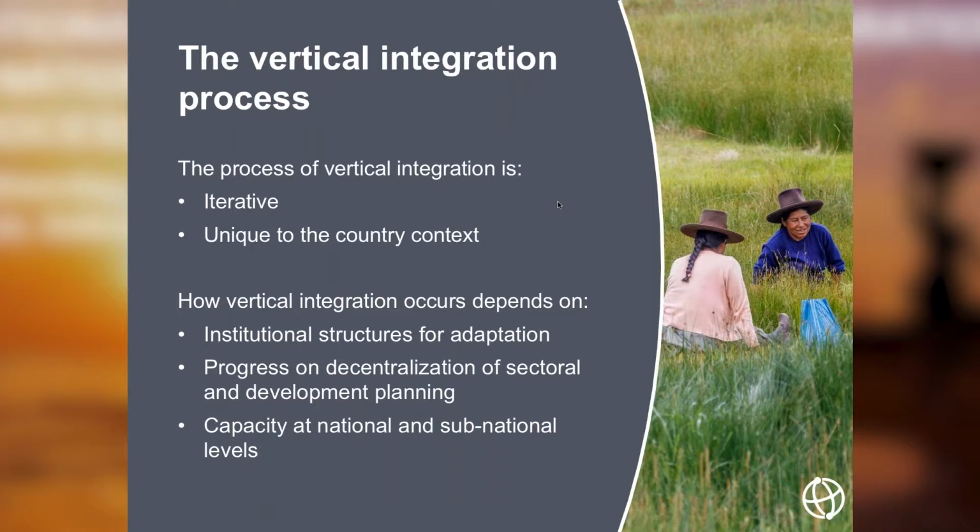The way vertical integration unfolds in a particular country will depend on a number of factors. These include the institutional structures that exist or that will be established for adaptation and how these can be organized in a way to facilitate national to subnational linkages. It also depends on the progress on decentralization and the extent to which responsibilities for planning, budgeting, implementation, and so on have been devolved to subnational authorities. And finally, it depends on the existing capacity of different actors at subnational and national levels to work on adaptation, to engage different stakeholders in the process, and to collaborate with each other.